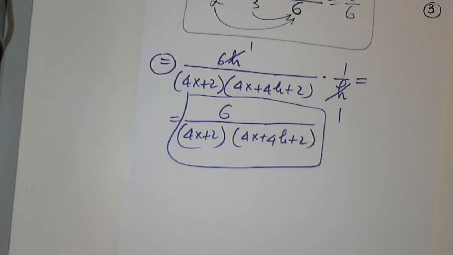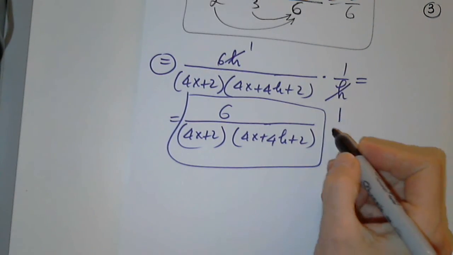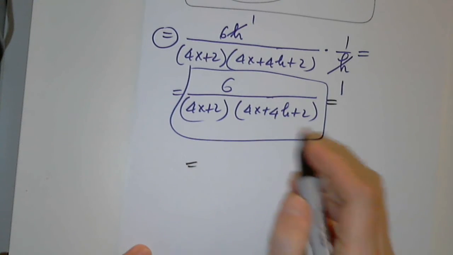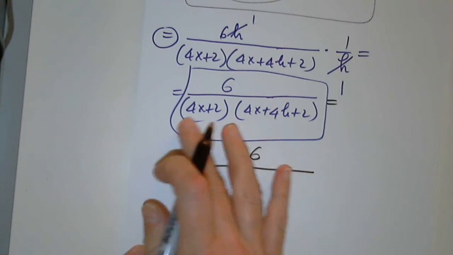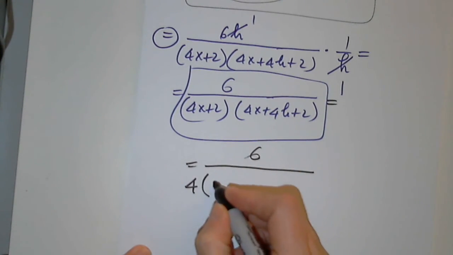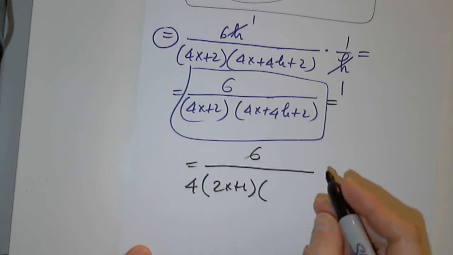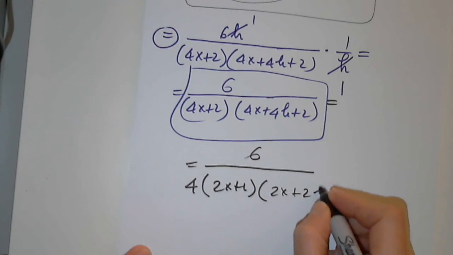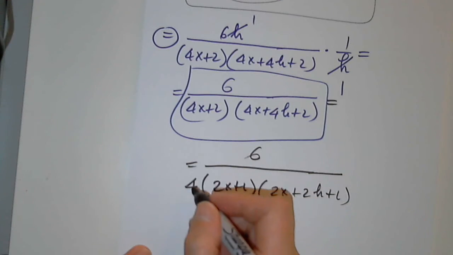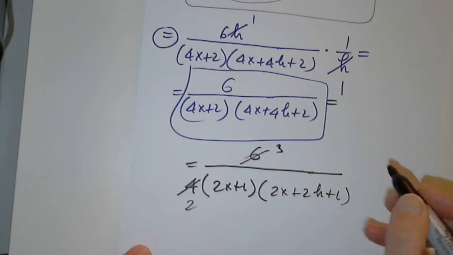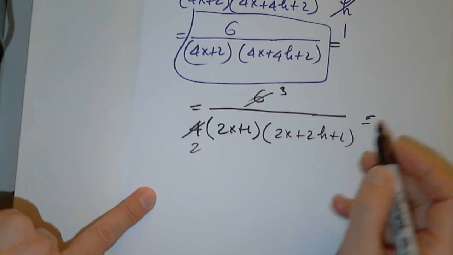Yes? So you can't factor out that 2 and then... You can. Yes, of course. That's a very good suggestion. Yes, you can factor out from both, actually, and get a 4. And this is 2x plus 1. And this is 2x plus 2h plus 1. And you will simplify it. And the final simplified form is that.